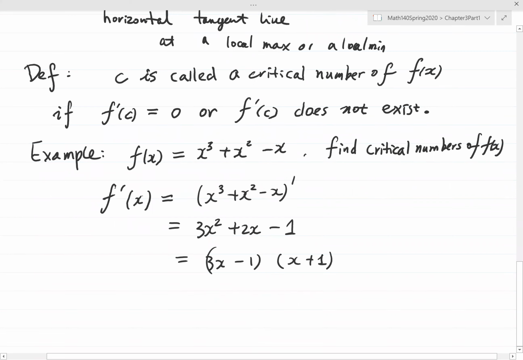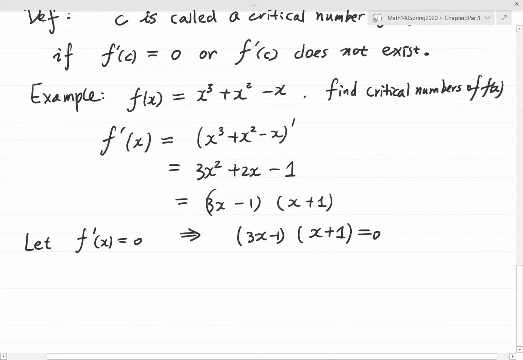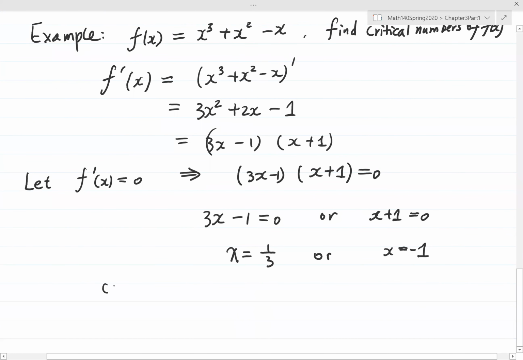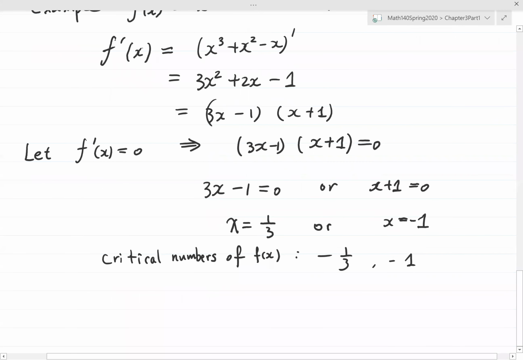To find critical numbers, we let f' be 0. Then we get (3x minus 1)(x plus 1) is 0. The product is 0 if and only if one of the factors is 0. Then we get the solution x equals 1/3 or x is -1. So we have two critical numbers: -1 and 1/3.